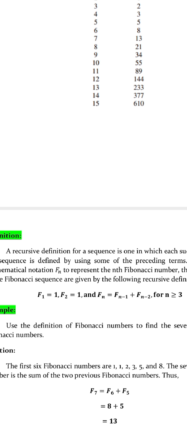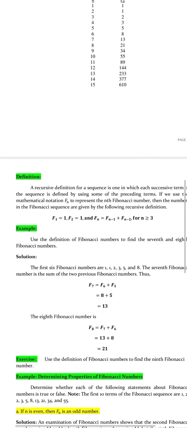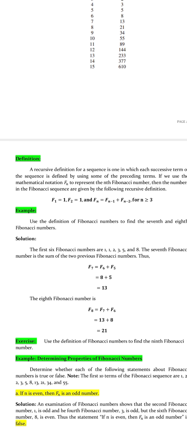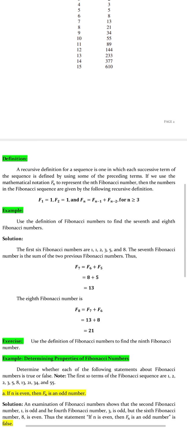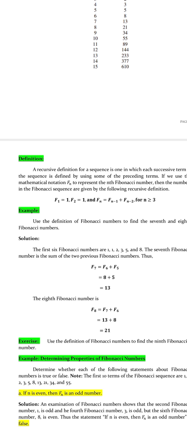Ma'am, bakit po nag-start sa 3? Bakit hindi kay 1 at saka kay 2? Because we already have the value of F sub 1 and F sub 2 given by the definition. So, let us consider this example. Use the definition of Fibonacci numbers to find the 7th and 8th Fibonacci numbers.